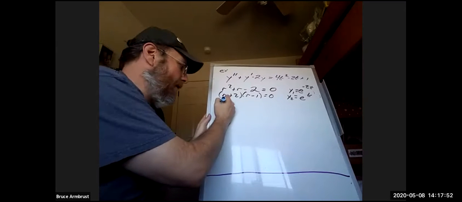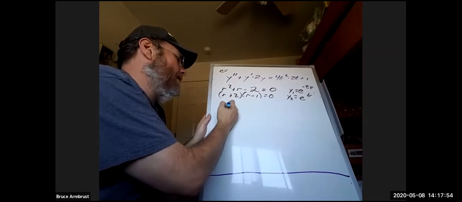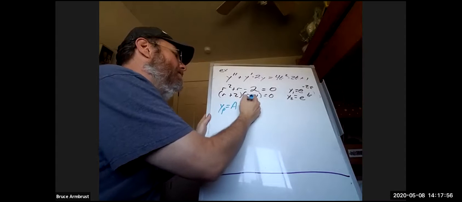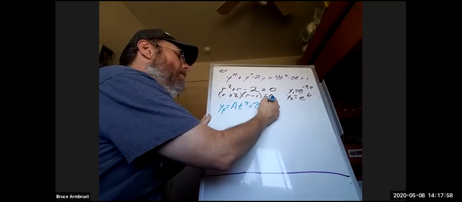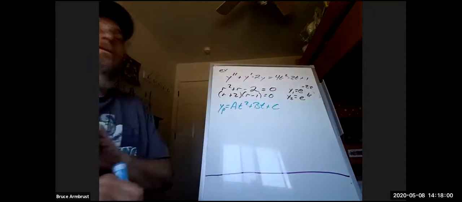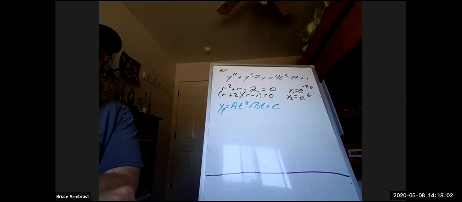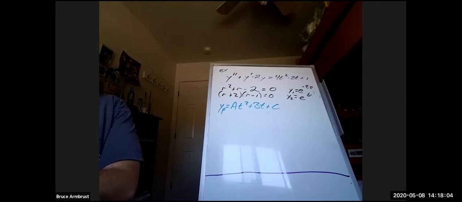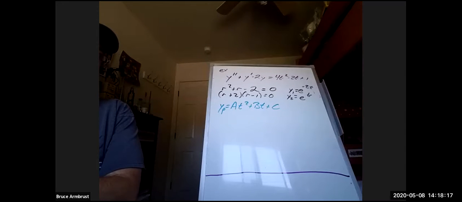So basically, this is what I think. I think the y particular is going to be some sort of second degree polynomial, and it's going to be At squared plus Bt plus C. So really the question is, can we figure out what A, B, and C are?